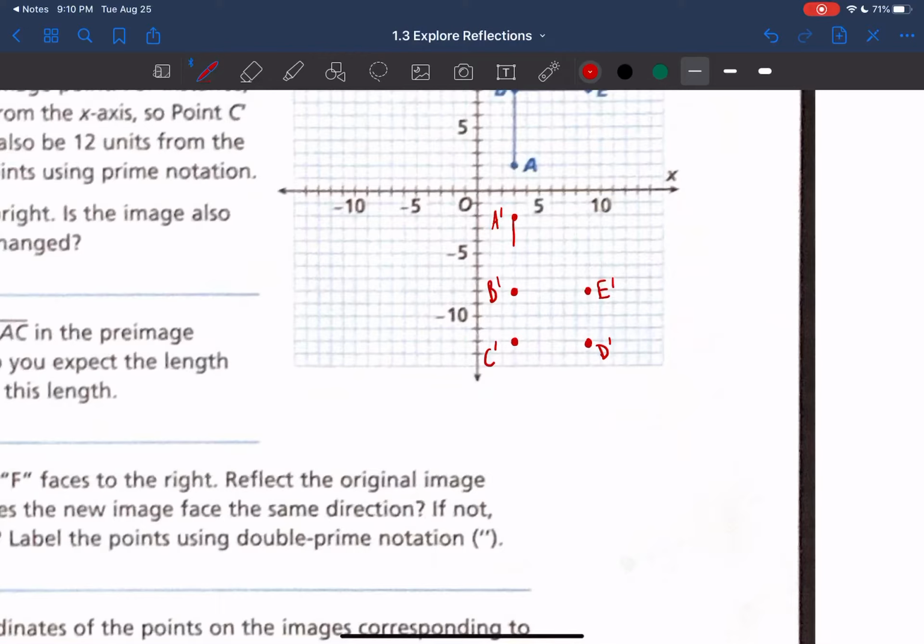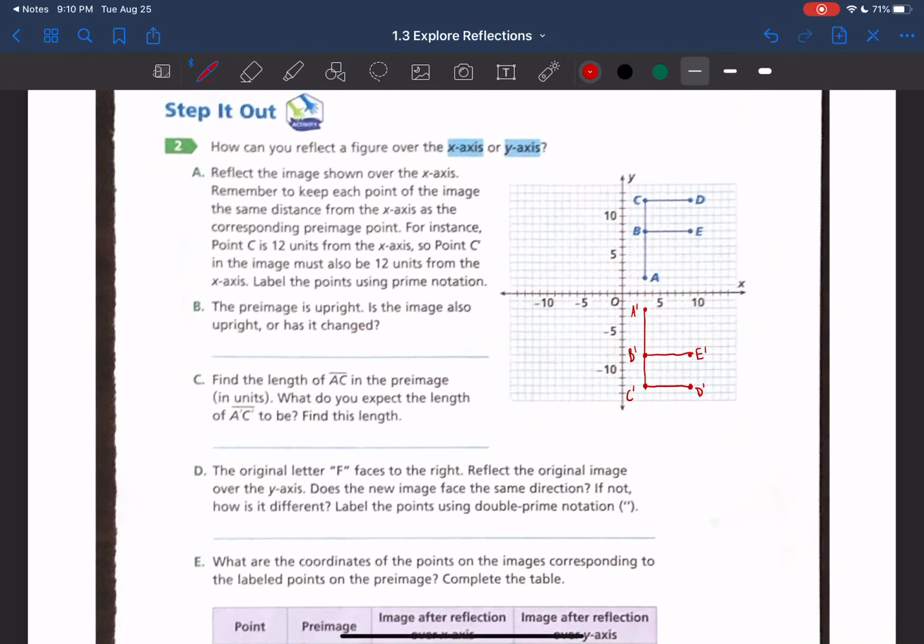And if we fill in these lines, we now have a reflection. It should be a mirror image. All of these points should be equally spaced away from the x-axis. So the distance away from the x-axis should be the same for the image as for the pre-image.